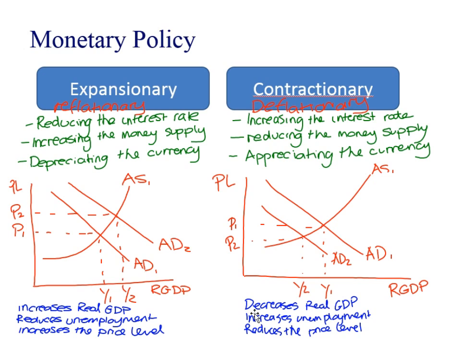And then the opposite way round, when you're reducing aggregate demand by increasing the interest rate, usually you decrease real GDP, you're increasing unemployment, you're reducing the price level. So on this diagram it's showing deflation, but it's more likely to be disinflation.